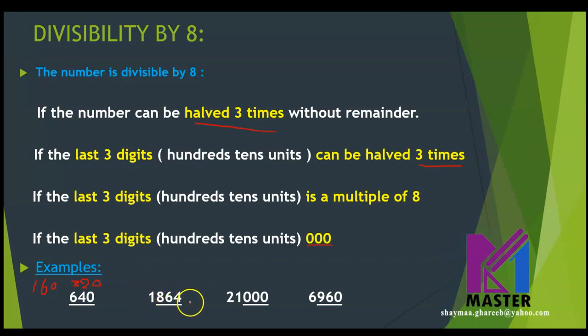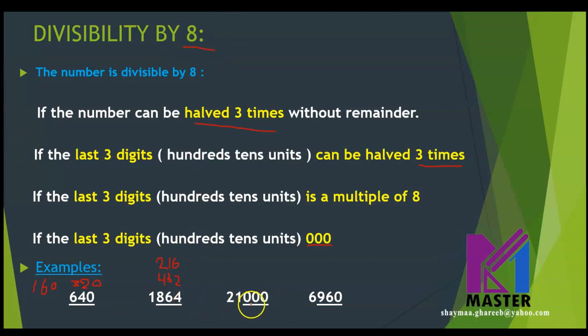If I have a 4-digit number like this, I will just look at the last 3 digits, which is 864, and we'll check could it be halved 3 times or not. So the first half is 432. Okay. So what about the second half? The second half is 216. Can I half 216 one more time? Yes, of course, because it's an even number. Then the whole number, which is 1864, is divisible by 8 because it can be halved 3 times.